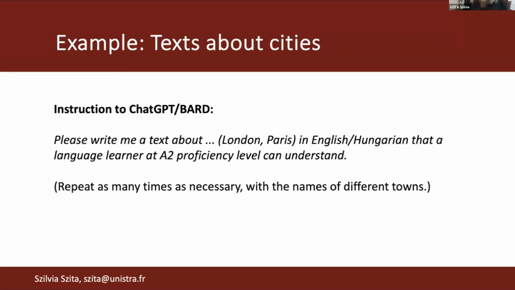One instruction that I gave to ChatGPT for today, which is also something my students do, is: please write me a text about London, Paris. I encourage them to use names of cities that they know, so that the information will be known to them, but they will be able to observe the language that goes with it in Hungarian, which a language learner at A2 proficiency level can understand. So I specify the language, the topic, and also the linguistic level. And I encourage them to do it as many times as necessary with the names of different towns.